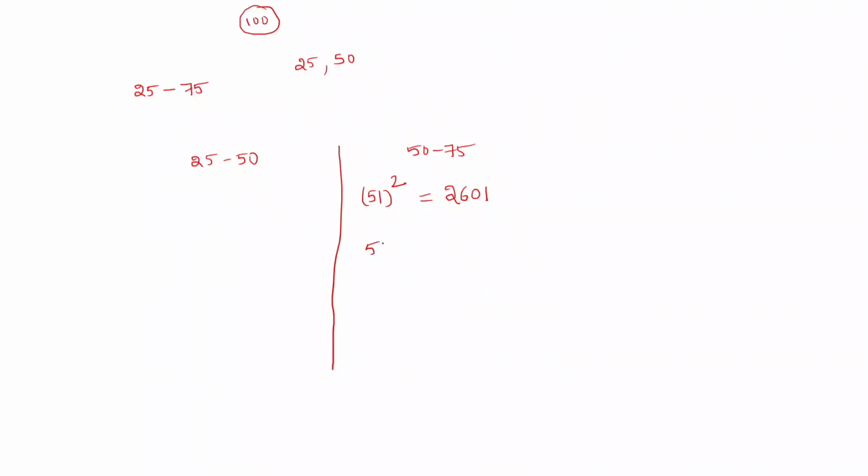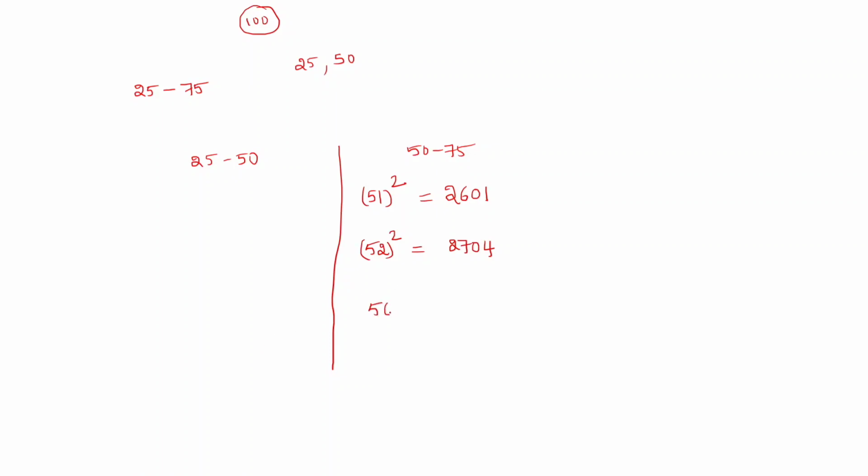Next, 52 square. 52 is 2 more than 50. So 2 square. 52 minus 50, that is 2. 2 square value we will write here, 4. Now we should add that 2 to 25. We will write here 25 plus 2, 27.